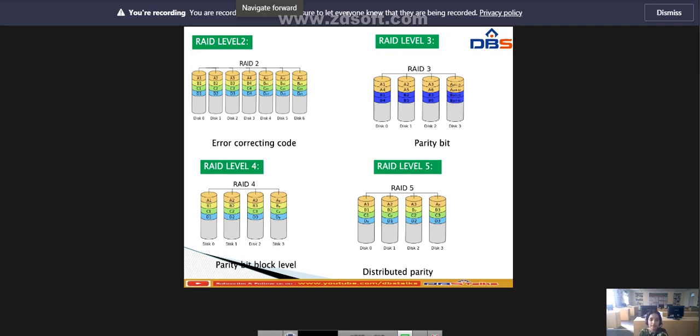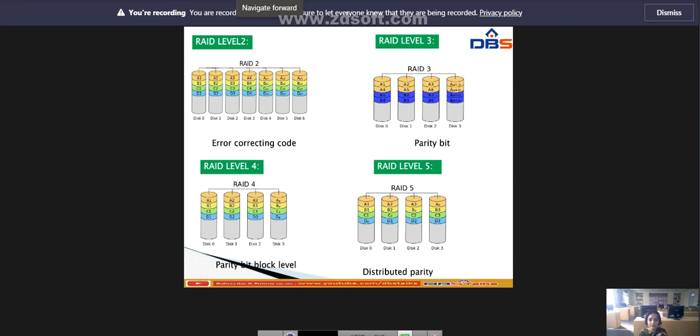Next, coming to RAID level 4. The data striping size is large and parity bits are stored in the corresponding strip on the parity disk. For each read or write operation, parity bits are checked for data reliability. This is called block level parity, and we can say it is RAID level 4.